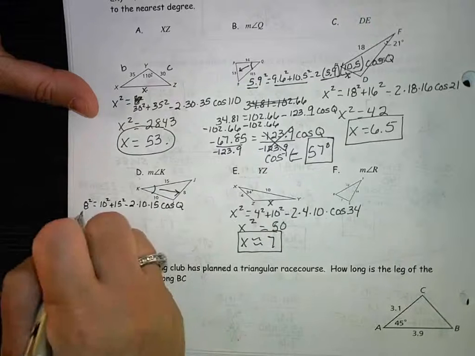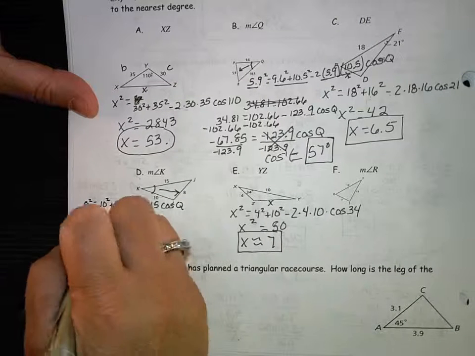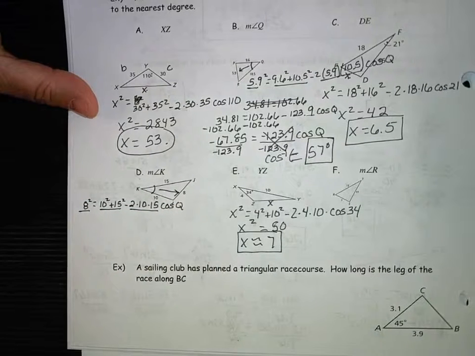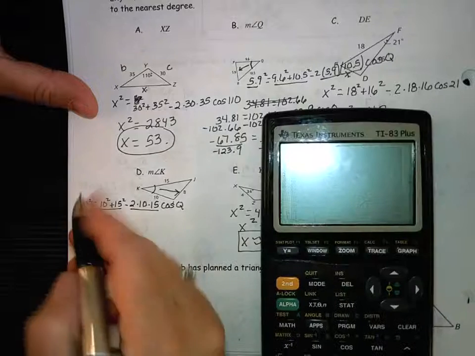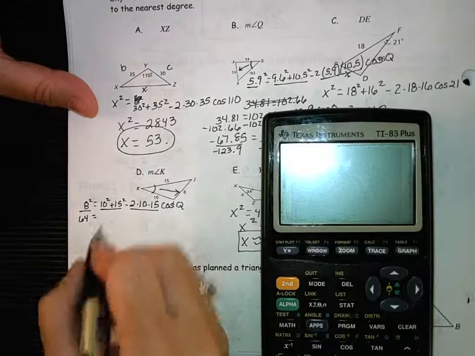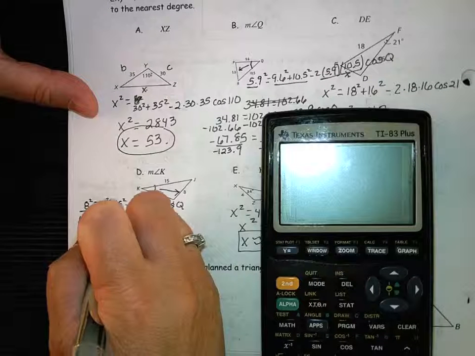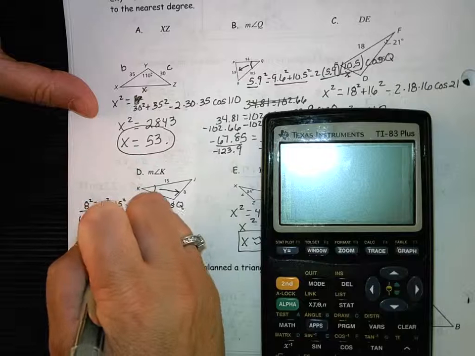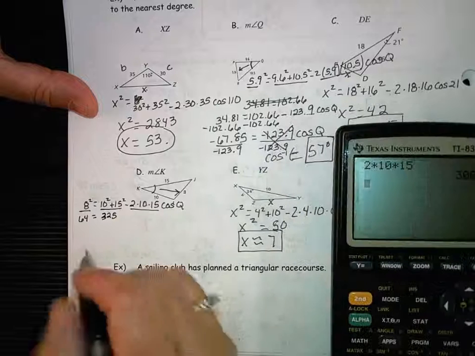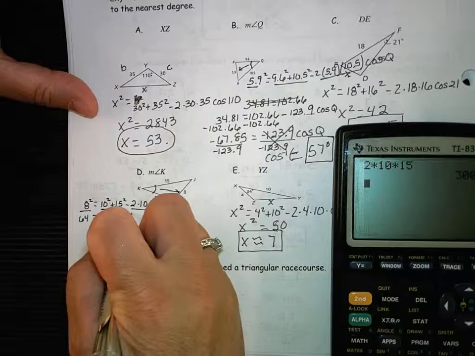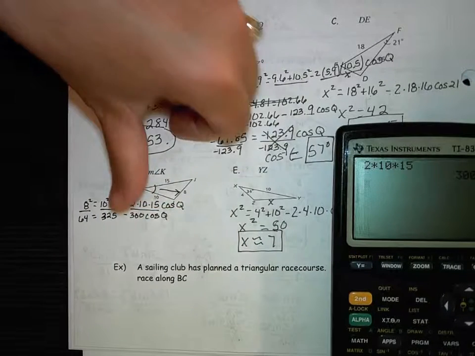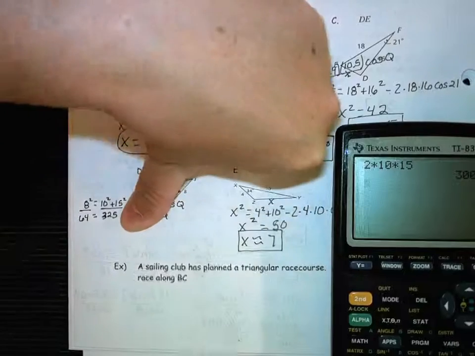There are three numbers we need to work out. That one, and that one. Those three numbers we need to work out. 8 squared is 64. 10 squared plus 15 squared is 325. And 2 times 10 times 15 is minus 300 cosine of q. And sometimes I like to cover this part up because that's what you deal with last.